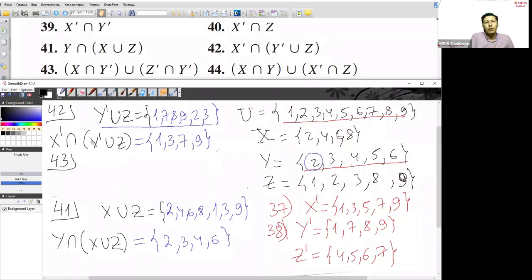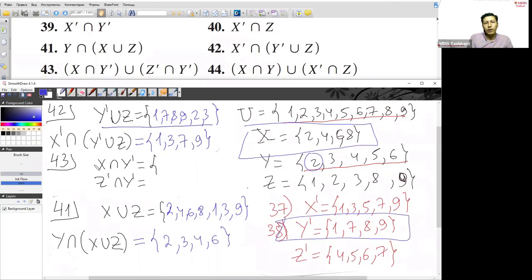Okay, 43: x intersection with complement of y, and we find this one also. Then we will unite them. So x with y complement. So x is here, y complement is here. Now common elements, we have 8. That's it. Only 8.